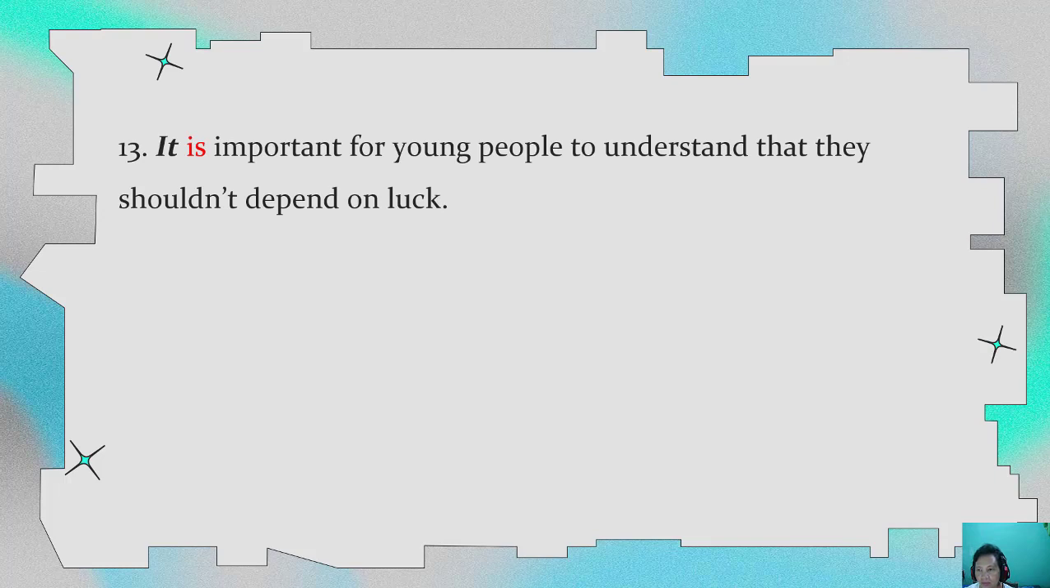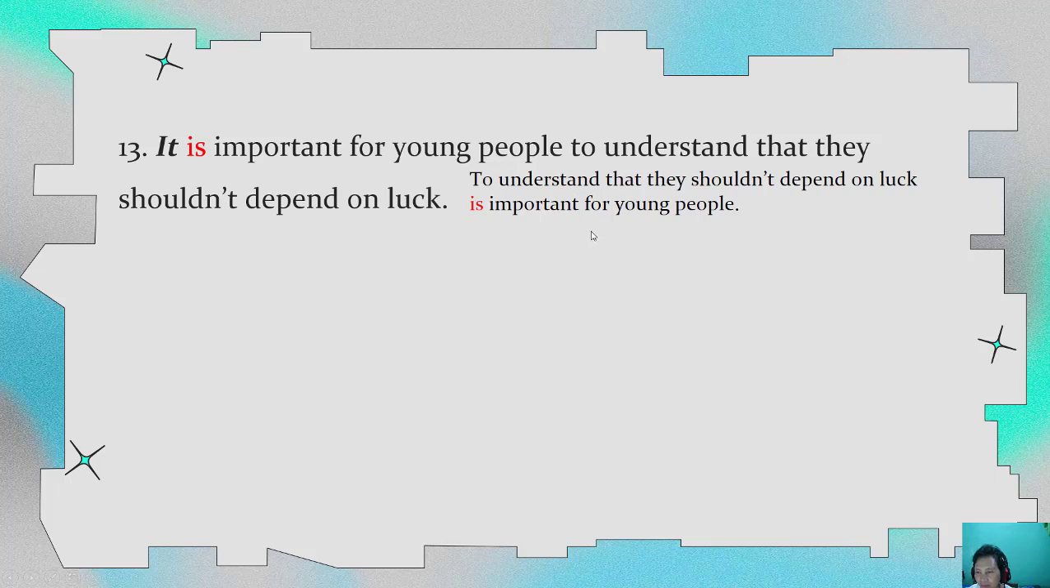It is important for young people to understand that they shouldn't depend on luck. Actually, this sentence is from this: To understand that they shouldn't depend on luck is important for young people. Or you can have a gerund: understanding that they shouldn't depend on luck is important for young people. Of course, in this structure, this one is the subject. But it is not commonly used, especially in formal writing. People choose this one. It is important. That's why you just put to understand here, or understanding, after young people.